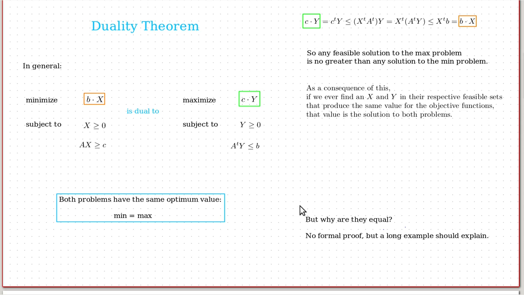Okay, now I'd like to address the question of why the two solutions should be equal, right? Why should the solutions to these dual problems actually be equal? I'm not going to give a formal proof, but I will give another example that I'll do in detail, and I think this will explain intuitively why the solution to the maximum problem and the solution to the minimum problem always have the same value for the objective function.